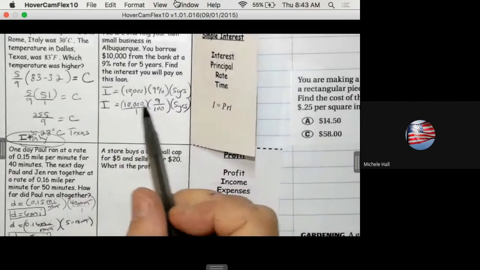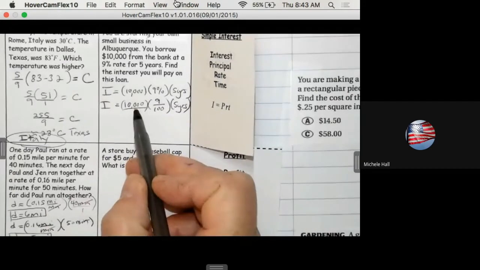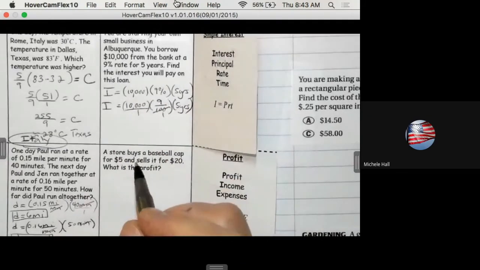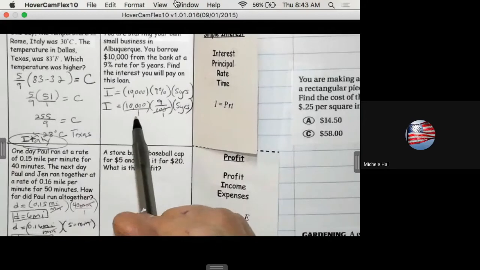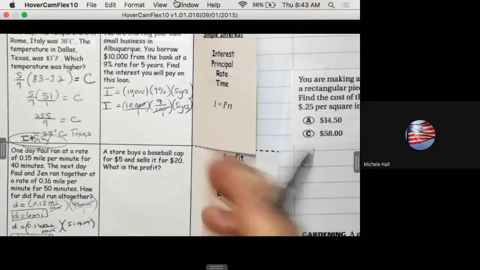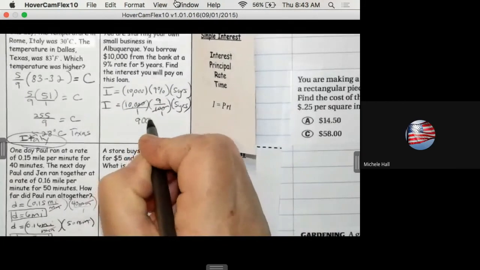And then how easy is it to cancel numbers that are powers of 10? I can divide 100 into 10,000. What's going to be left when I do divide it in? Yep. Take off 2 zeros and you're left with 100. And then it's 900, just like Sean said it was going to be.